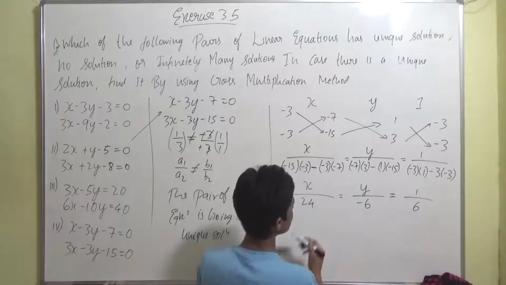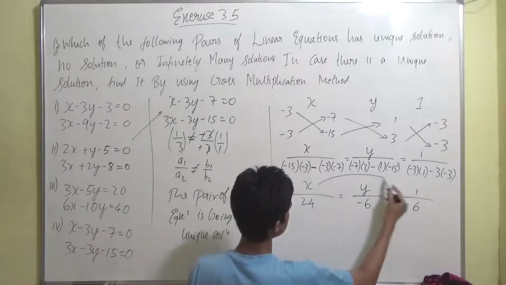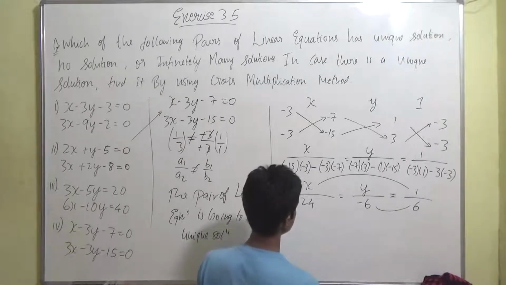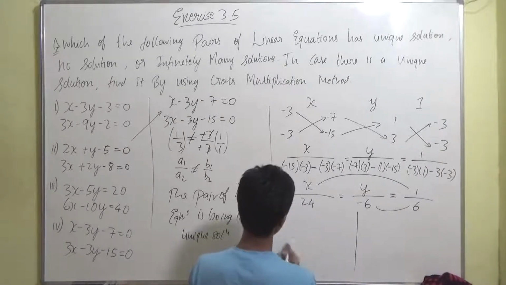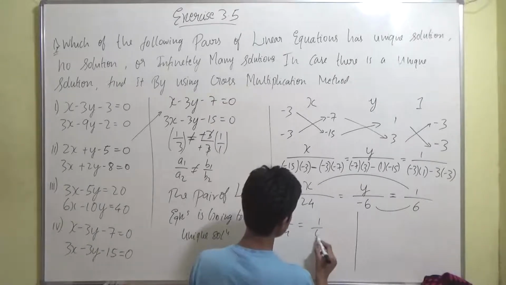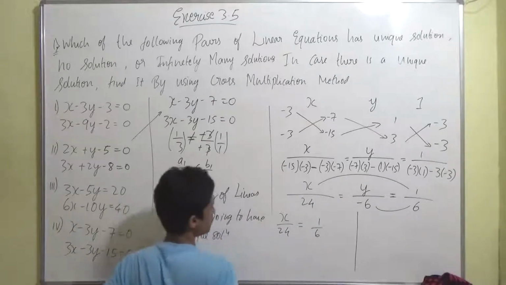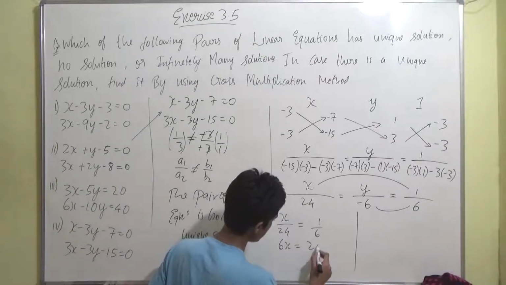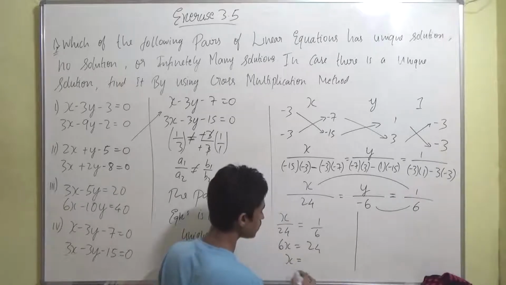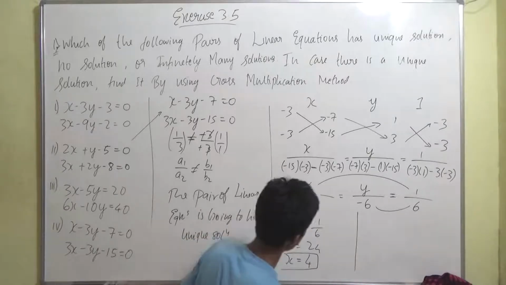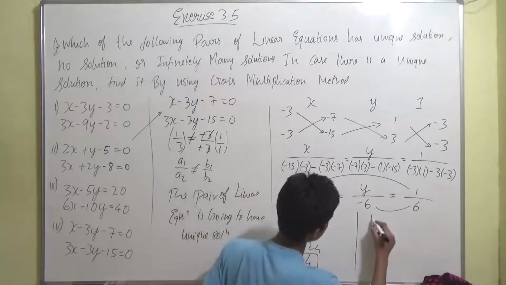Now to get the value of x, what we'll do? We'll compare these two terms, and then to get the value of y, we'll compare these two terms. That's it, right? So first let's find x here. X by 24 equal to 1 by 6. Correct? No. So 6x equal to 24, which means x equal to 24 by 6, which is equal to 4. Correct? No.